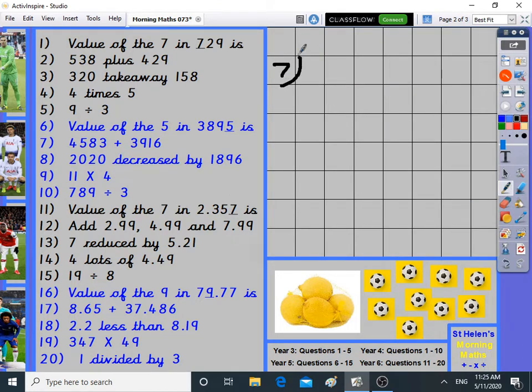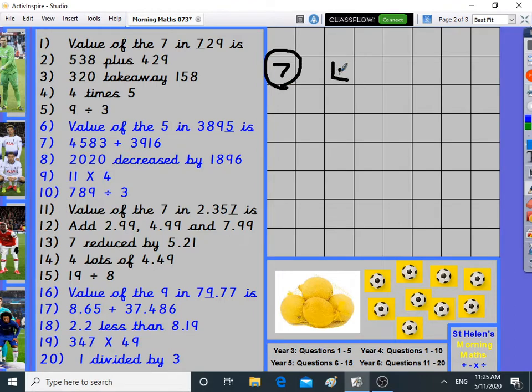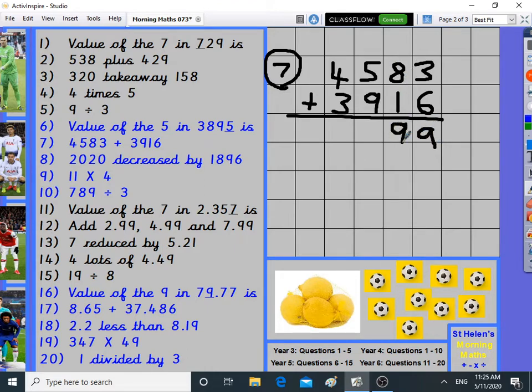Question 7 is 4,583 plus 3,916. This is a plus. 3 plus 9 is 6. No, 3 plus 6 is 9. 8 plus 1 is 9 as well. 5 plus 9 is 14. 4 plus 3 is 7, plus 1 is 8.